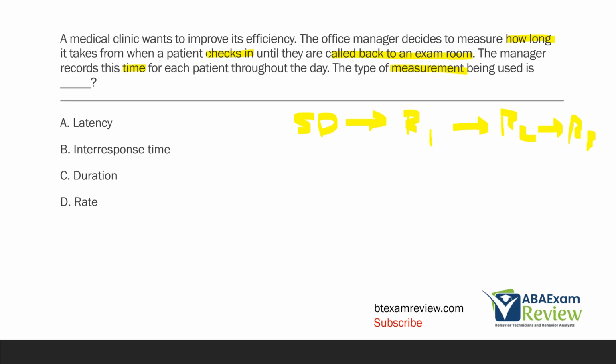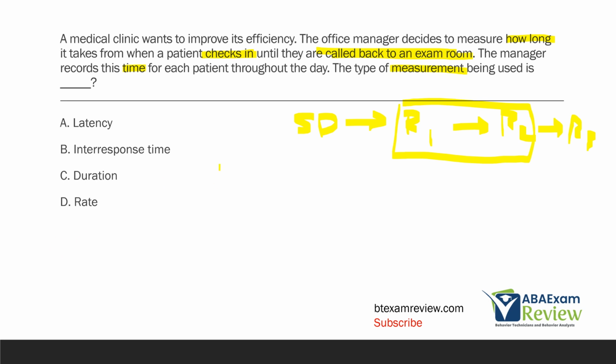So if the SD is the patient checking in and the first response is being called back to the exam room, then what is the office manager measuring? Well, latency. If you visualize it like that, it's pretty straightforward. Now, inter-response time is going to be our time in between responses. We're not measuring time in between being called back to the exam room, right? We're measuring from when the patient checks in until that response occurs, the latency of being called back.